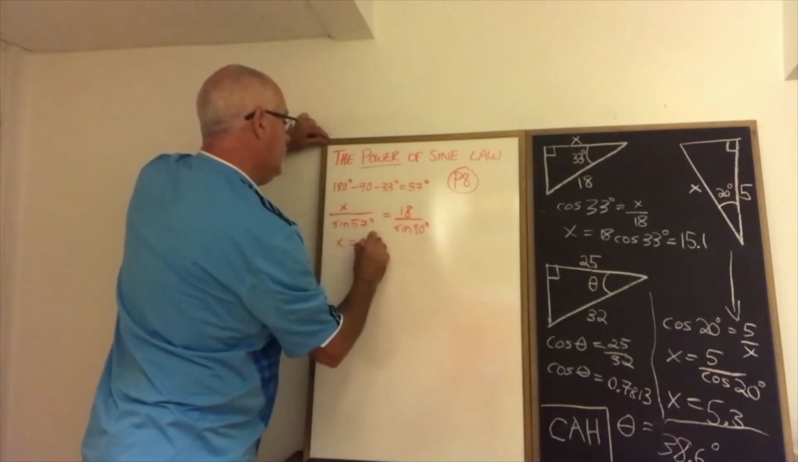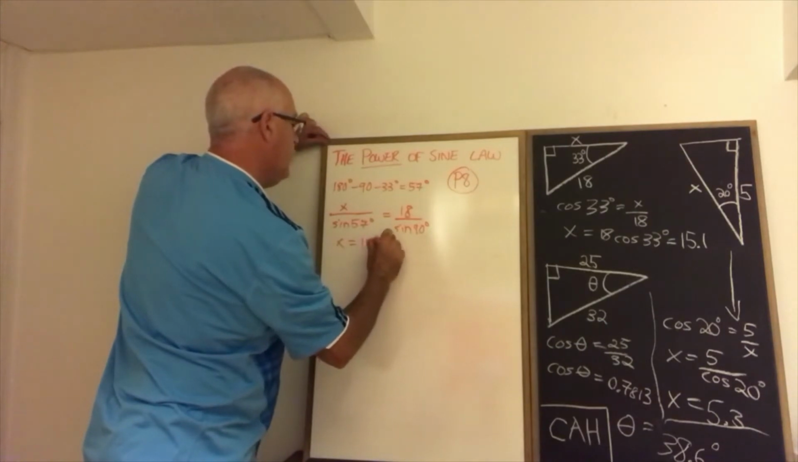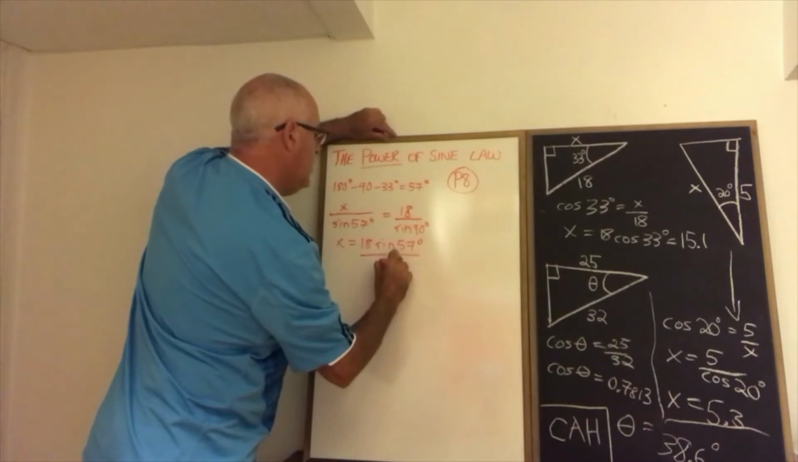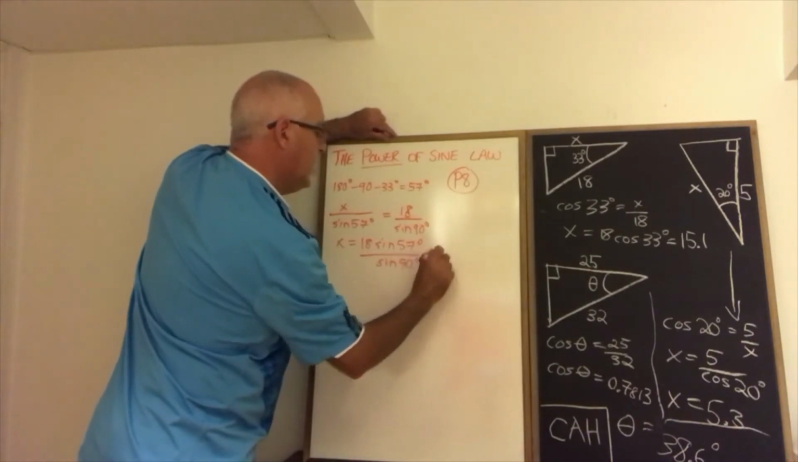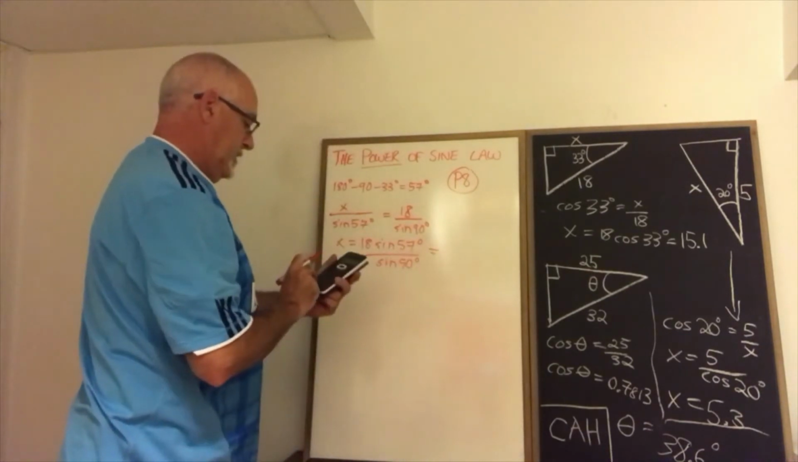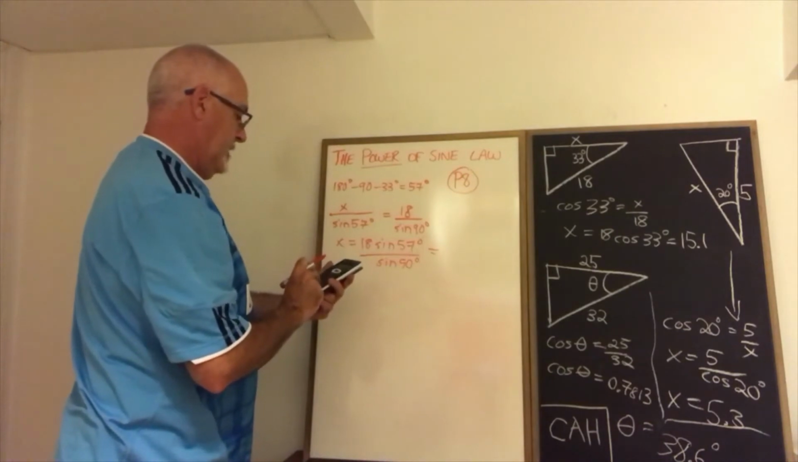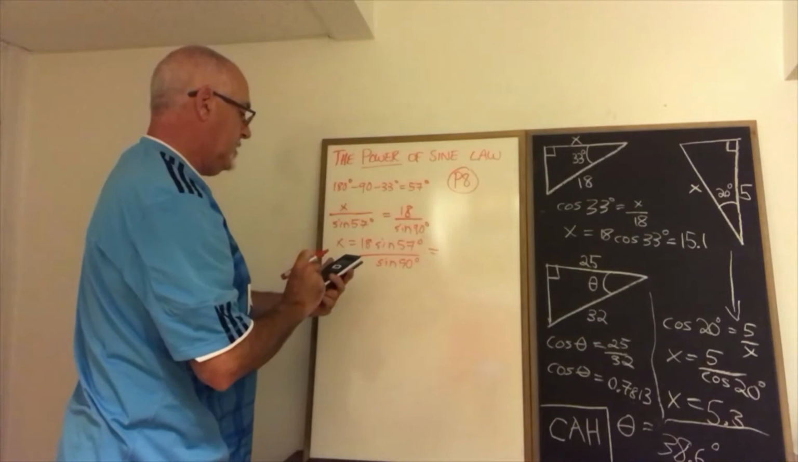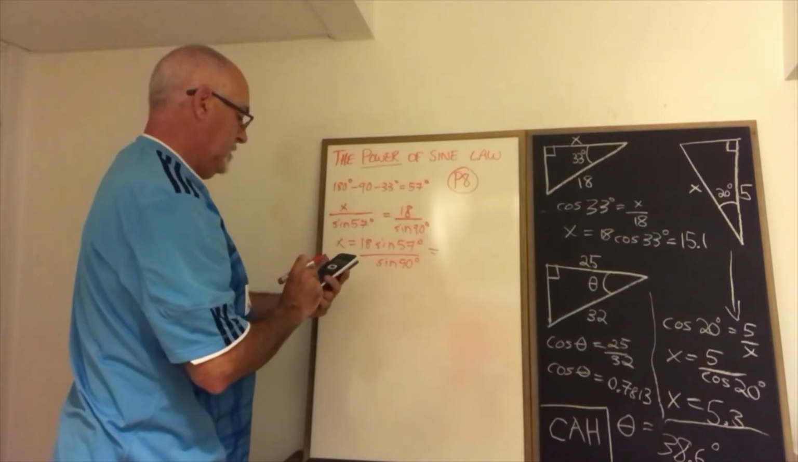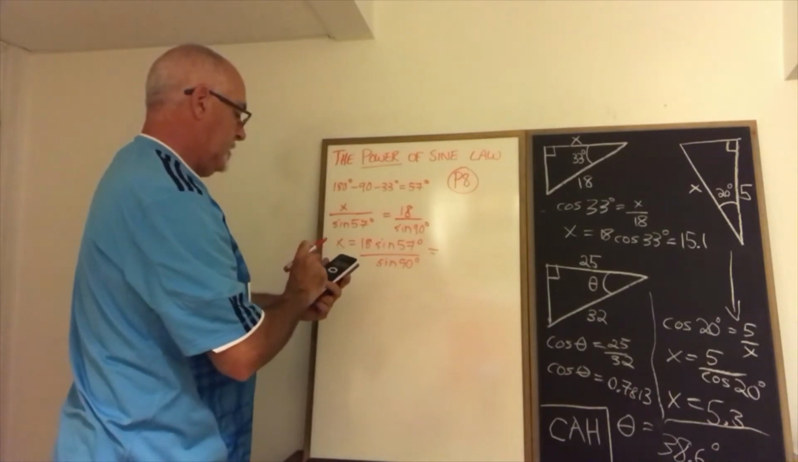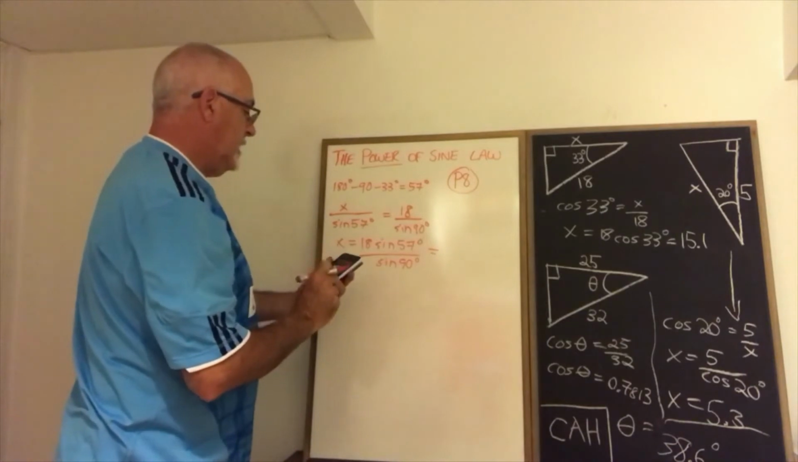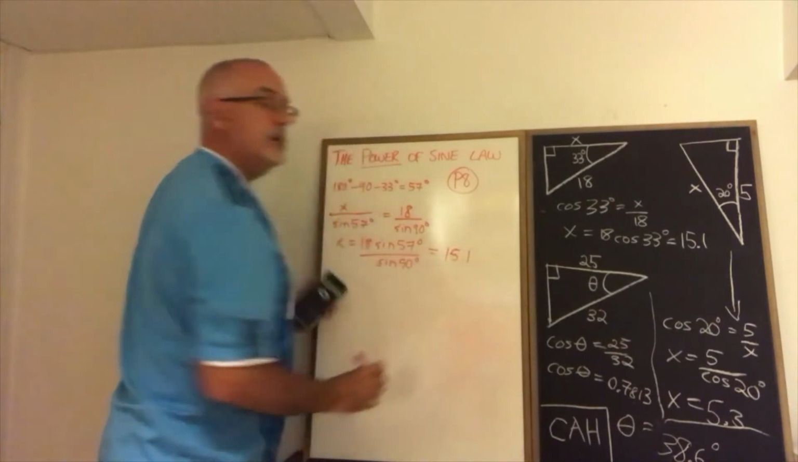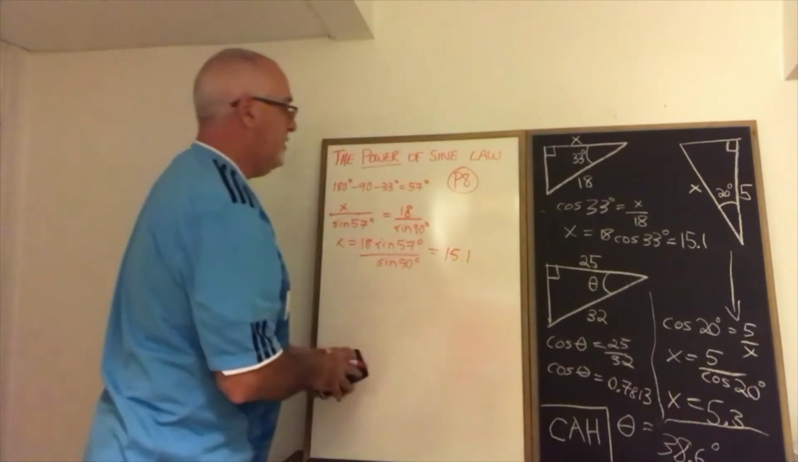X therefore is equal to 18 times sine of 57 over sine of 90, and I'll simplify and get my answer. 18 times sine 57 equals, divided by sine of 90 equals 15.1. Same answer. It is still working for the CAH formula.